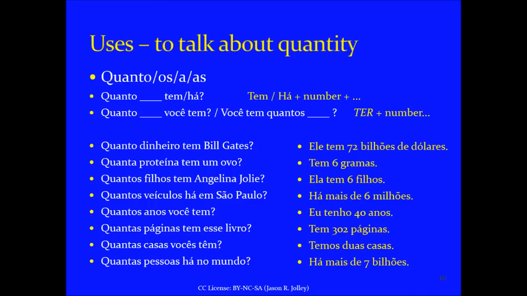Quantos anos você tem? You would just say your age. Eu tenho, then the number, then the years. Eu tenho 40 anos. Quantas páginas tem esse livro? Now listen closely, because páginas is a plural feminine noun. Tem 302 páginas. Quantas casas vocês têm? Temos 2 casas. Feminine. Quantas pessoas há no mundo? Há mais de 7 bilhões de pessoas no mundo.